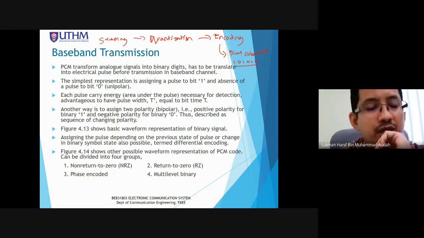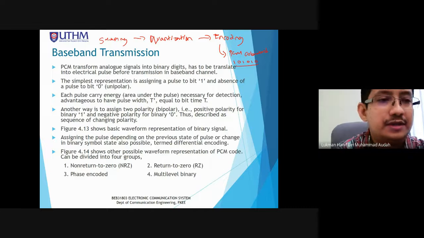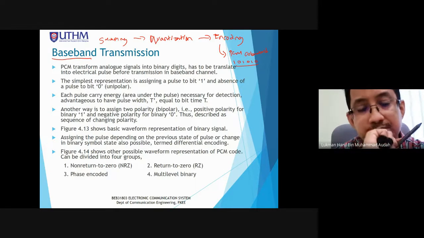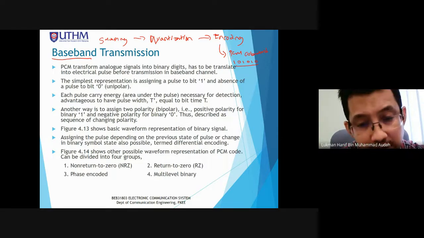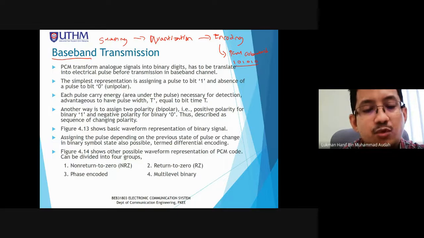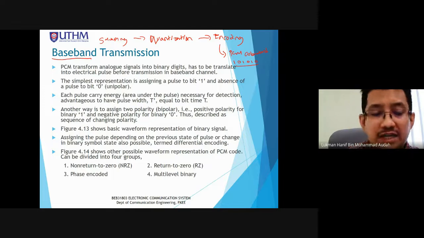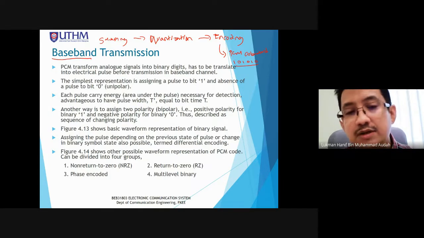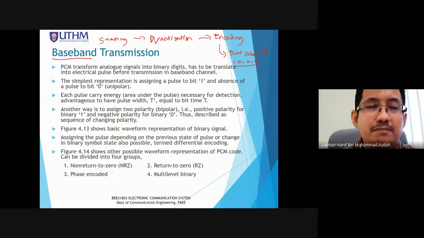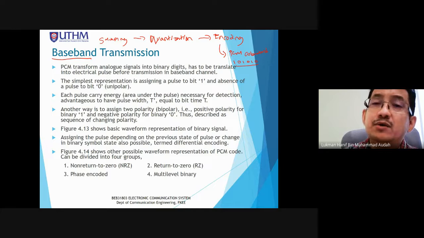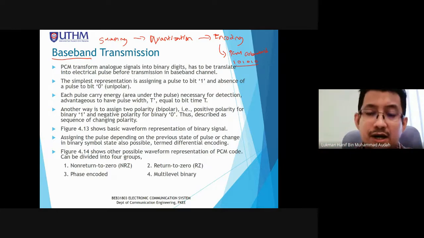Okay, so ada dua kaedah. Yang pertama adalah baseband transmission. So baseband transmission means that we transmit at low frequency signal, and normally for baseband we transmit through the wired medium. Pada kebiasaannya baseband transmission ini digunakan dalam wired transmission. Kerana apa? Kerana kita tidak melakukan proses modulation dengan radio wave. Okay, so kita tidak melakukan proses frequency translation daripada low frequency kepada high frequency.